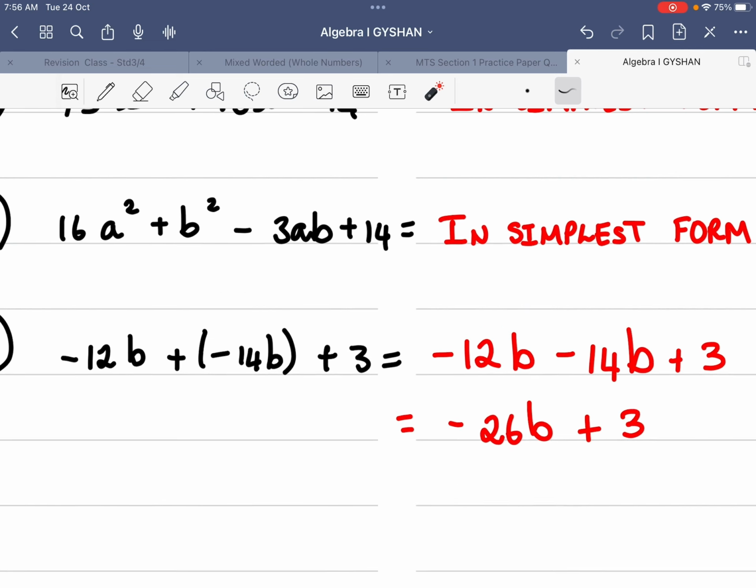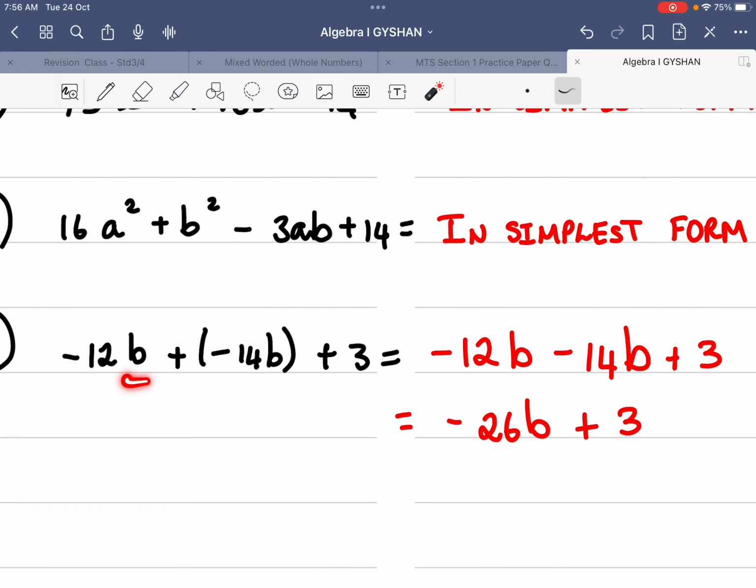Right, so number 10, we have B and B. So minus 12 minus 14 is minus 26. So that's minus 26B plus 3.